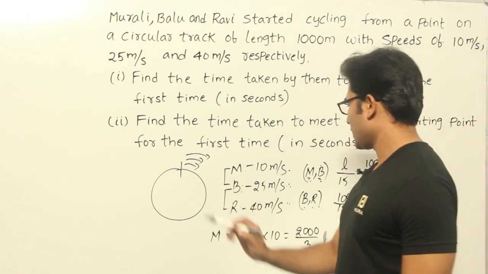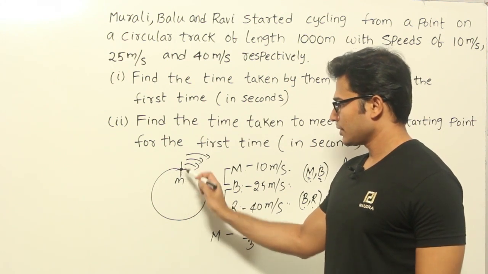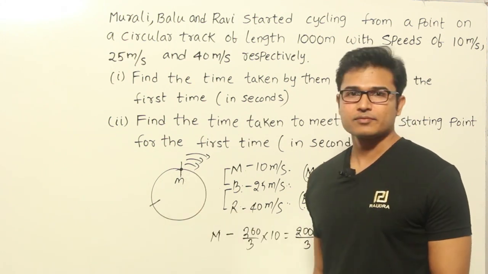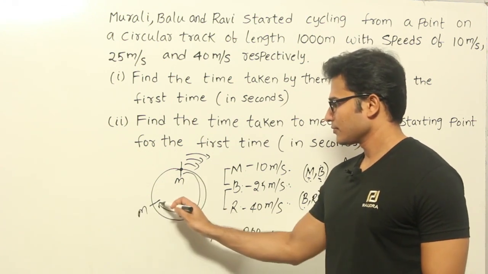So which means if you observe, Murali might have started from here and he might have reached somewhere here. Okay, Murali is standing here. That is the meaning of it.